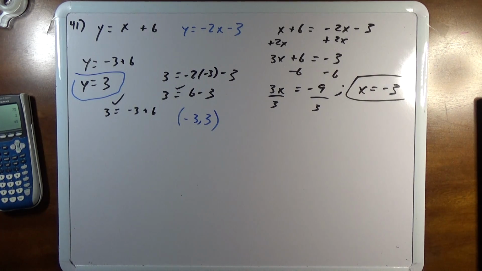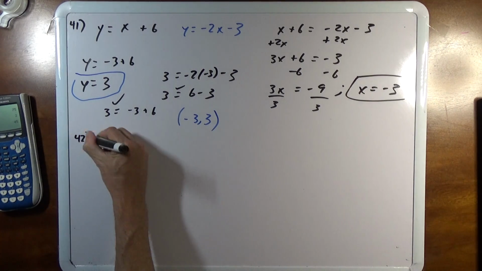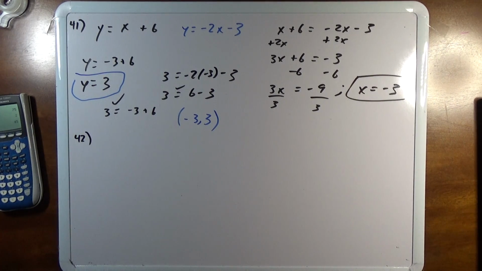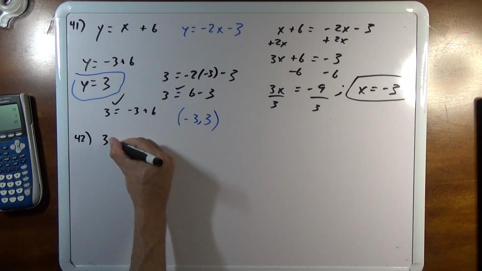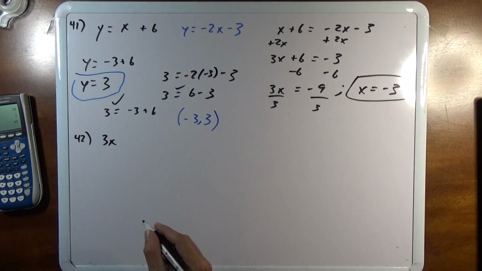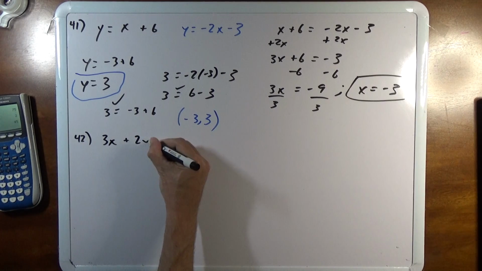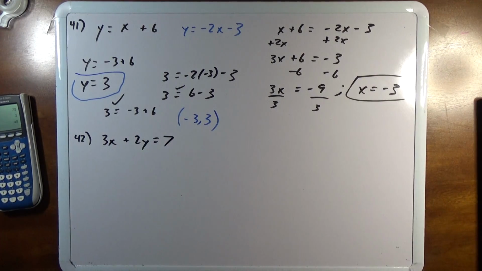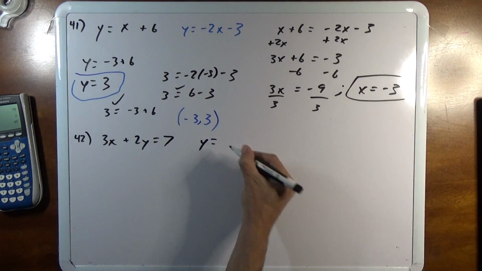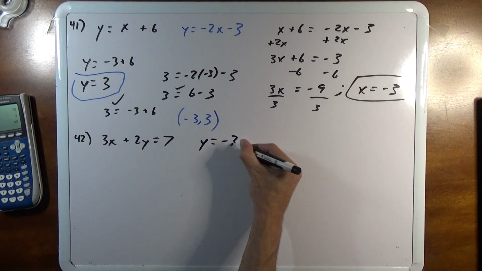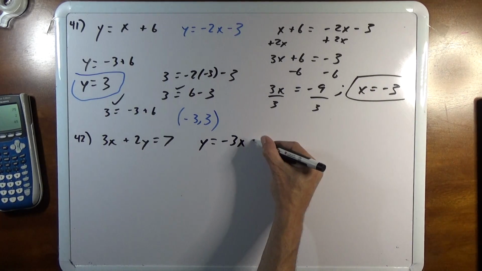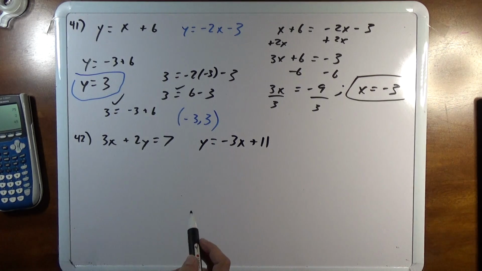So I think I can do 42 down here. This is also substitution. 3x plus 2y equals 7, and y is equal to negative 3x plus 11. So this is also set up nicely for substitution.